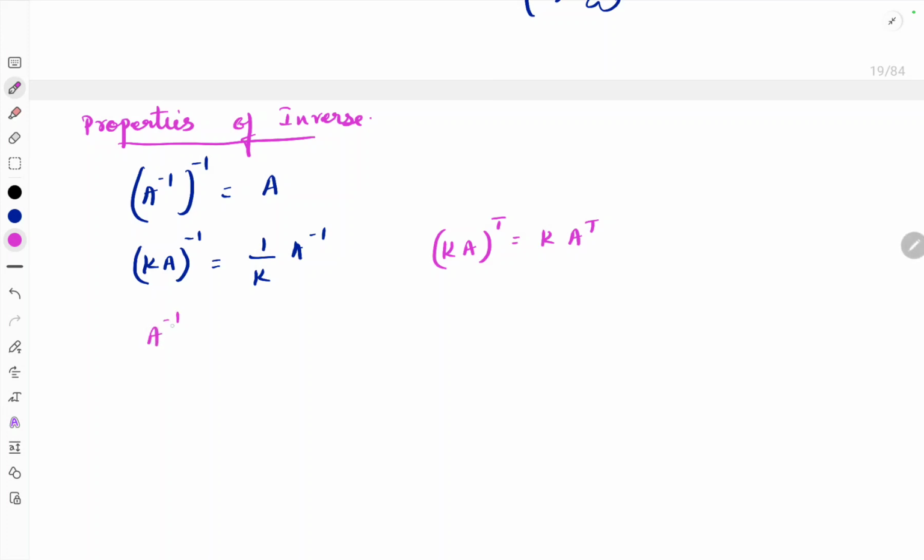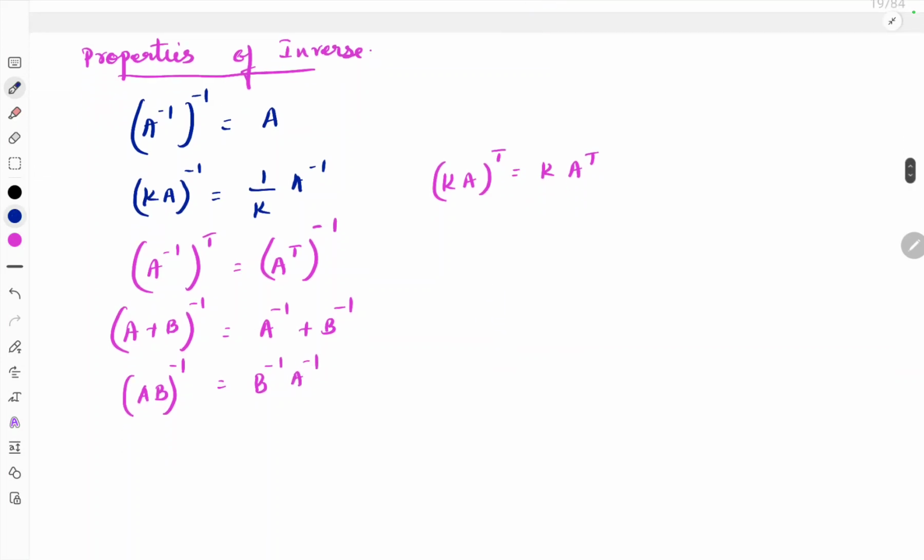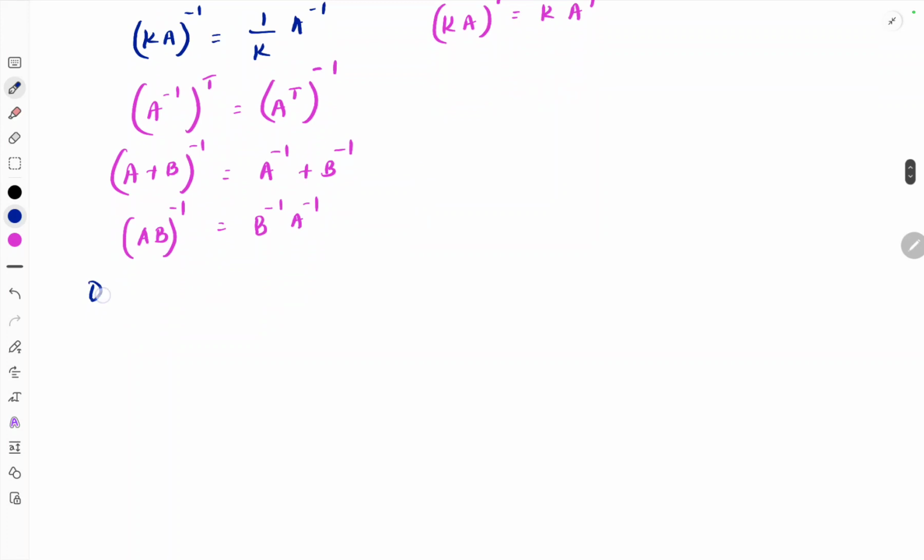And A inverse the whole transpose will be equal to, first we can take transpose, then we can take A inverse also. So next thing, A plus B the whole inverse, it is same as taking inverse separately, A inverse plus B inverse. And AB the whole inverse, this is multiplication. After multiplying we are taking inverse. So this will be same as B inverse into A inverse. And the next thing, here is some determinants property I will write.